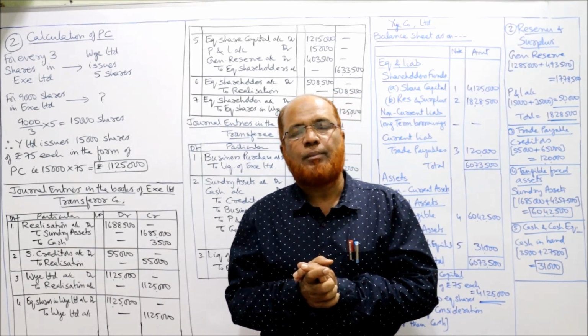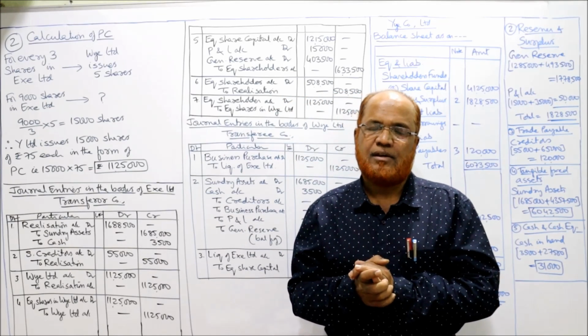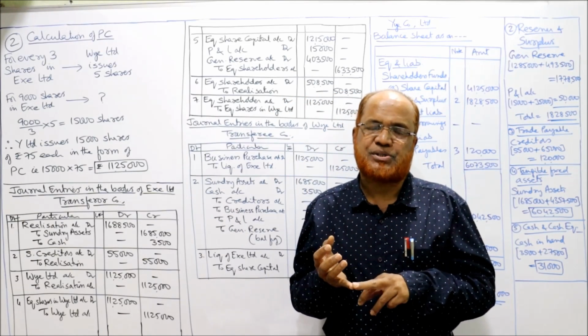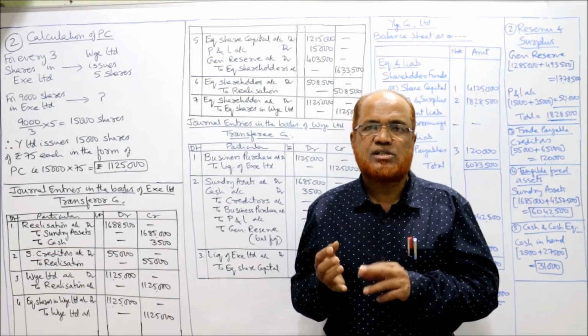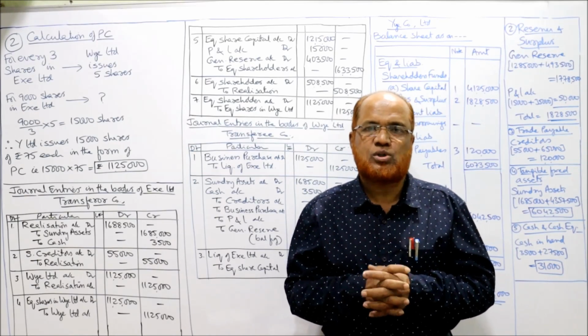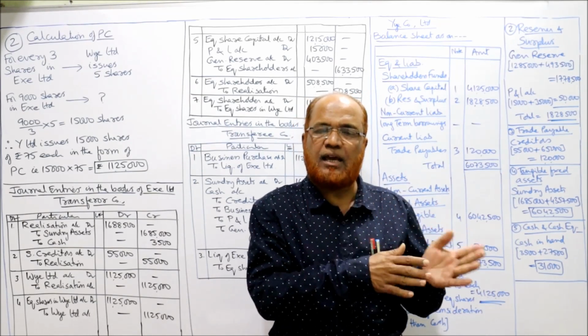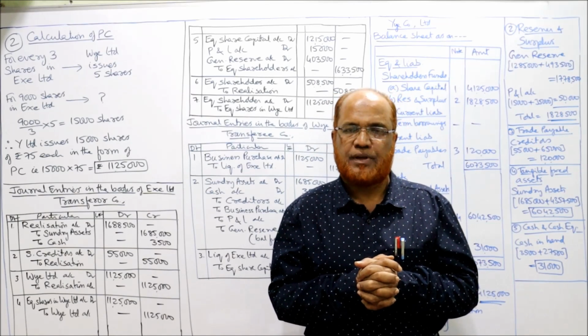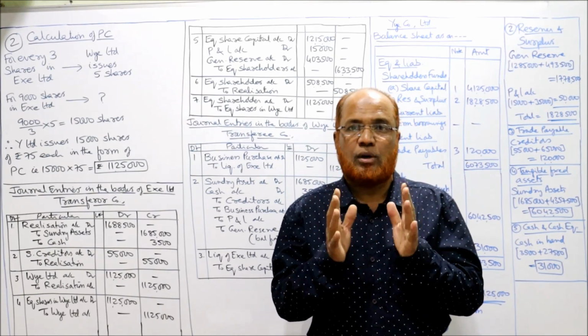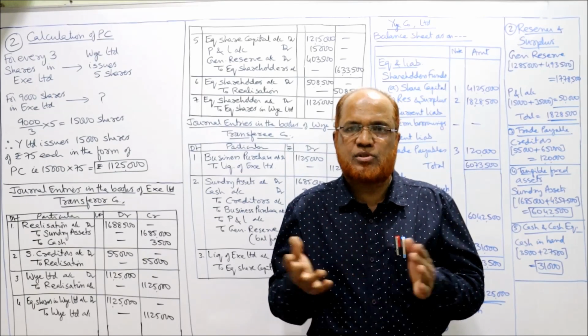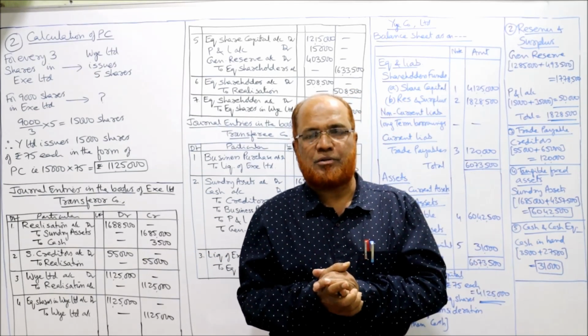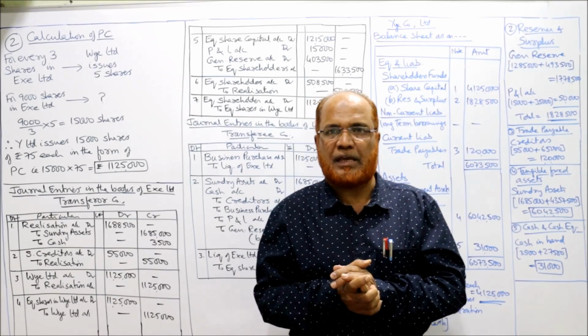The only thing you have to remember, the entries. First of all, how to calculate the purchase consideration. Secondly, you must remember the entries in the books of the transferor company and in the books of transferee company. Right? Those entries you have to remember. And after doing 2-3 problems, you will become more confident. You can be able to remember easily.